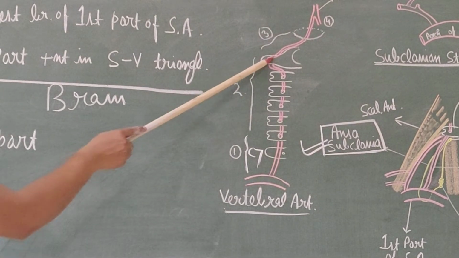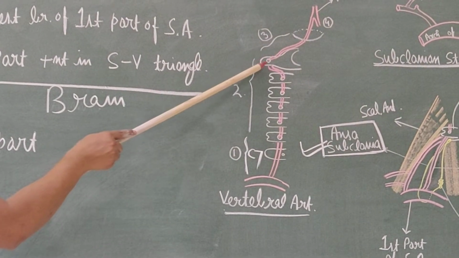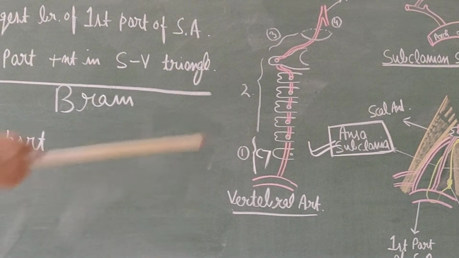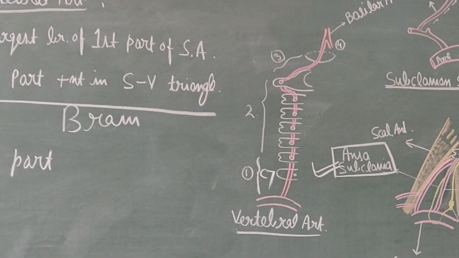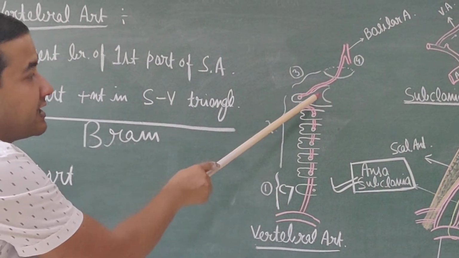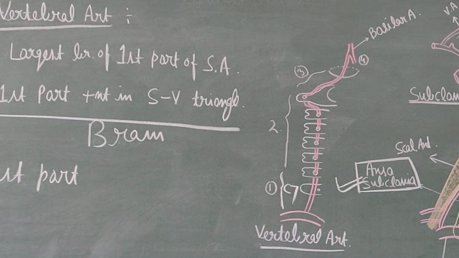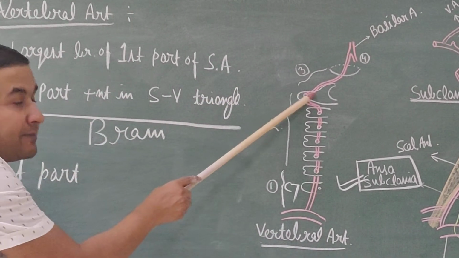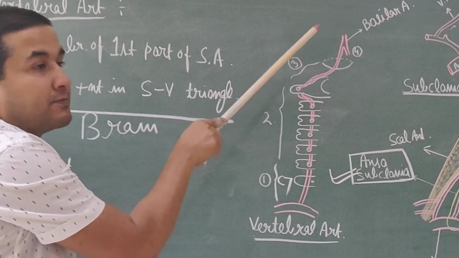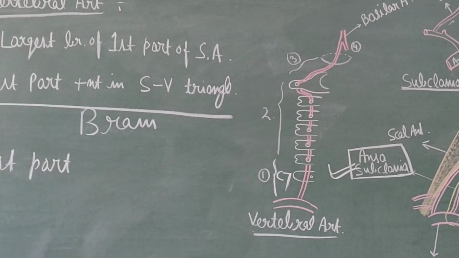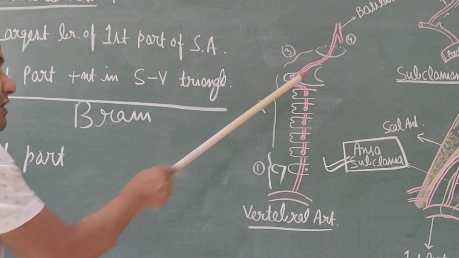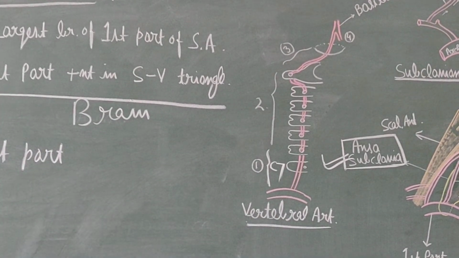Then the third part. This artery comes out from the foramen transversarium of the atlas vertebra. It comes in relation posteriorly with the lateral mass of the atlas vertebra. It runs on the upper surface and forms a groove on the upper surface of the posterior arch of the atlas. It is separated from the bone by the dorsal ramus of the C1.